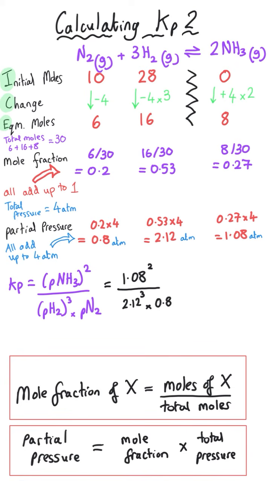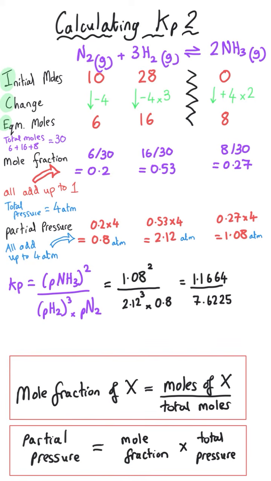So now we substitute in those partial pressure values that we've calculated. We've got 1.08 squared divided by 2.12 cubed multiplied by 0.8. That will then calculate down to this, which ultimately gives us a final answer of 0.153.